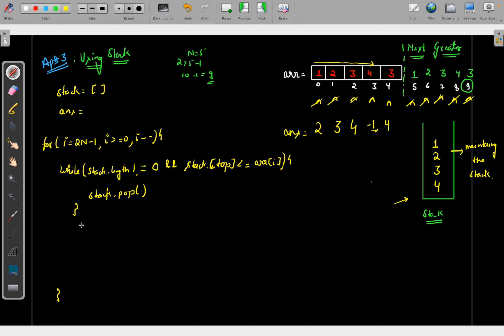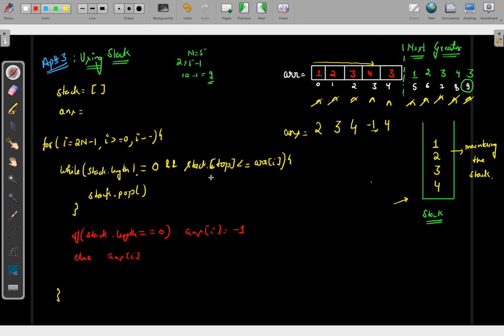Now when I'm coming out of here, what will be the two possibilities? One possibility is that your stack length is 0. I will come out of the loop when my stack length is 0. If my stack length is 0, what I need to do is simply say answer[i] = -1, because there is no such element. Else, what will I do?